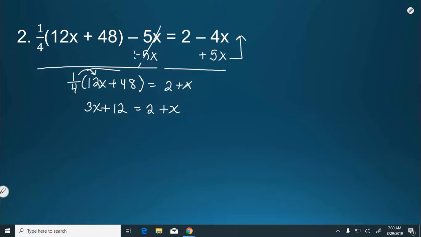So now I want to combine x's on both sides. It makes more sense to subtract x from 3x than subtract 3x from x. So I'm going to go this way, and I'm left with 2x plus 12 equals 2. That was the subtraction property there.